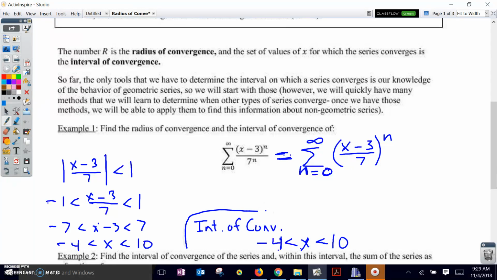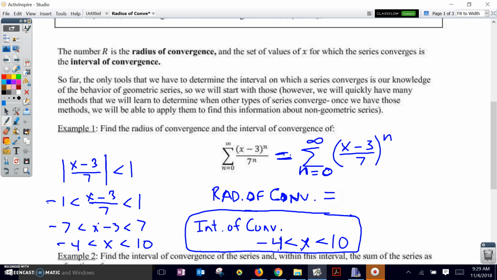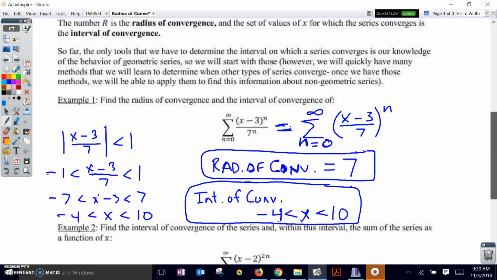Now, as far as the radius of convergence goes, you know, we have the radius of a circle, which is half of the diameter. The radius of convergence is half of the length of the interval of convergence, and so it's just going to be a number. The distance from one end of the interval of convergence to the other is 14 units, and so the radius of convergence is going to be 7 units. And in fact, this particular infinite series is centered at x equals 3. And so the radius of convergence is the distance from the center to either of the endpoints of the interval of convergence.